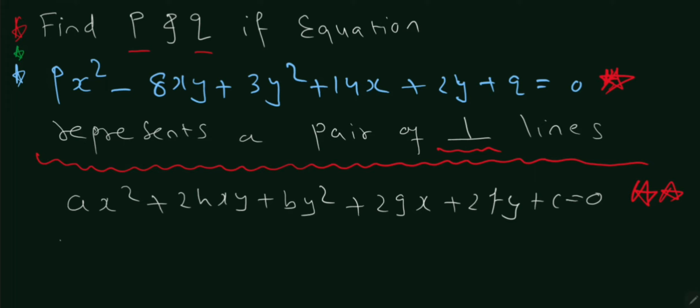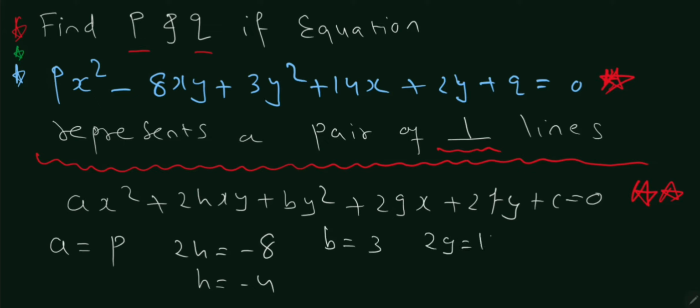So what we get here is we get value of a as p, 2h is minus 8 will give me h as minus 4, we get b as 3, we get 2g as 14 gives me g as 7, 2f is 2 gives me f as 1, and value of c is q.